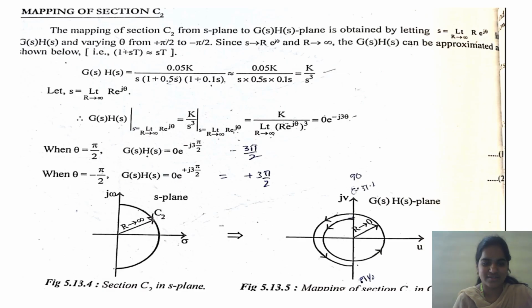G(s)H(s) is equal to 0 e to the power of j3 pi by 2 and minus j3 pi by 2. This is the mapping of section C2, and again we will draw the mappings. Here C2 is r tends to infinity, j omega in the upward direction. We will map it into the G(s)H(s) plane. J v equals omega.